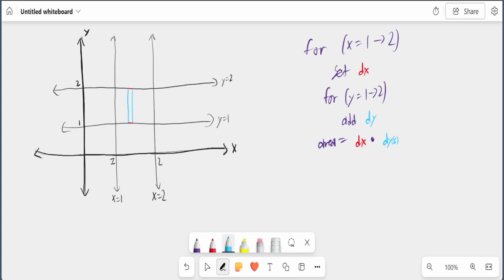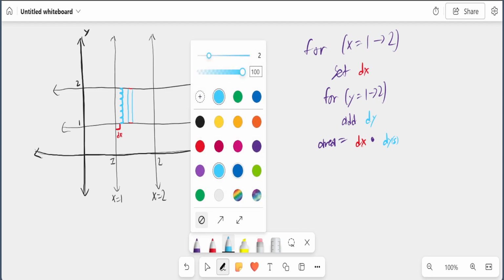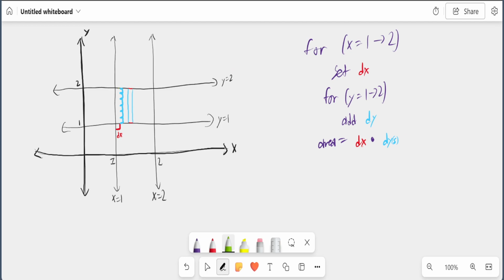Okay, so what I'm saying here is that we go across our region with dx's, right? But we go across it once, we set a dx, and then we go across the y a bunch of times, add up a bunch of dy's until we hit y equals 2. And then what that creates is a rectangle.